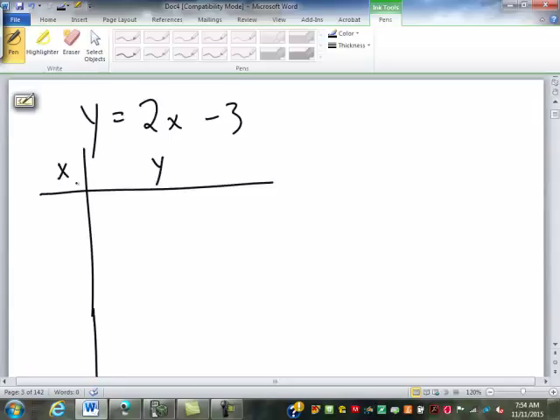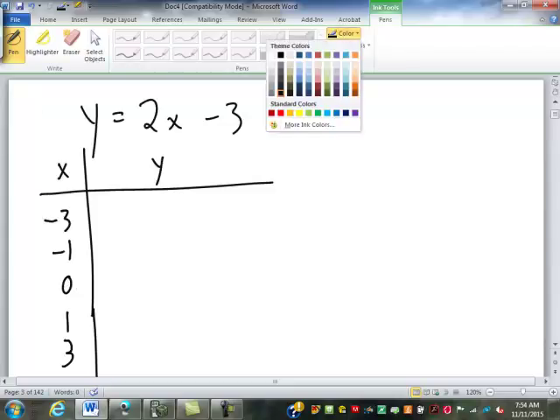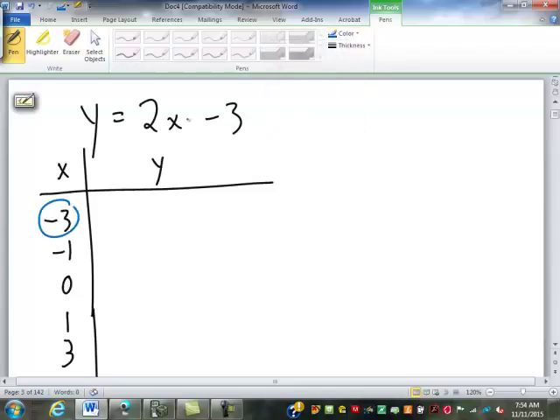So we can pick some values for x. I'm just going to do this: -3, -1, 0, 1, and 3. So if x is -3, I go up here and I replace x with -3. So instead of 2 times x, it's 2 times -3 minus 3. So I'm going to solve that. What's 2 times -3? -6 minus 3, -9. So when x is -3, y is -9. It's an ordered pair.